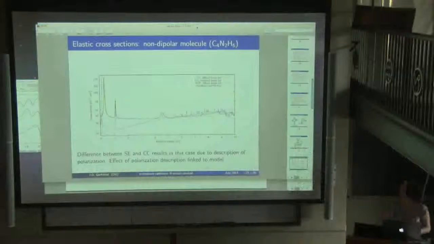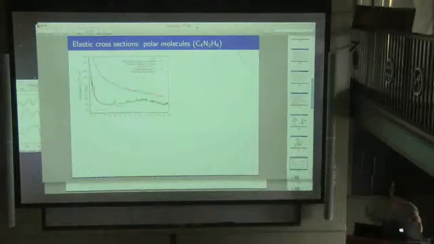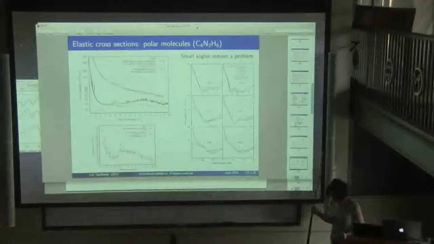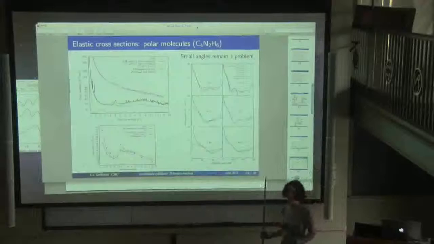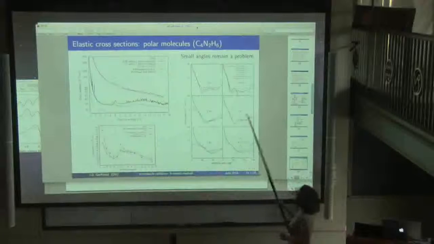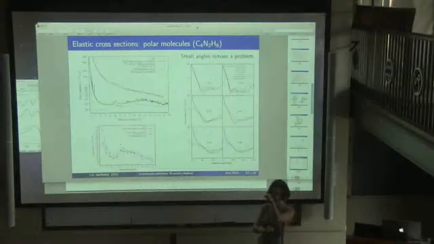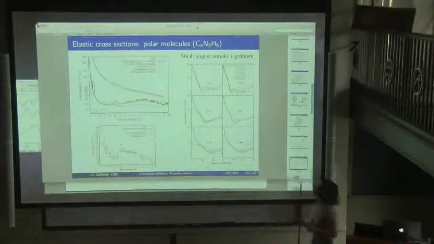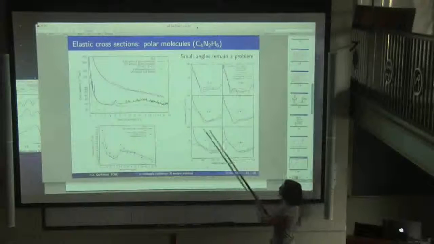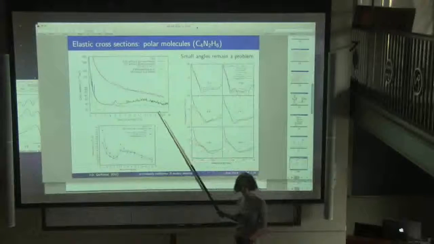Now let me move to a molecule with a dipole moment. A dipole moment gives us a headache, both to us and the experimentalists. So this is pyridine. It's basically the same story, two nitrogens in the benzene ring, but instead of being arranged so that there's no dipole moment, now there is a dipole moment of around 2 point something debye. And what we have here is the elastic cross-section again.